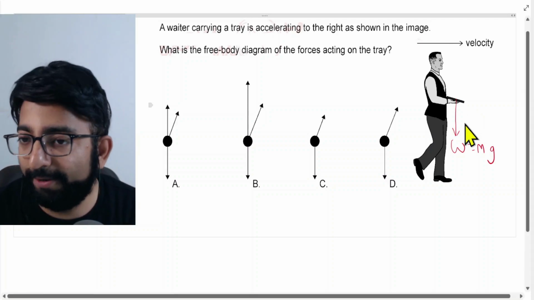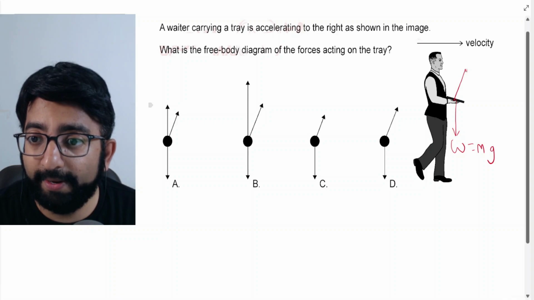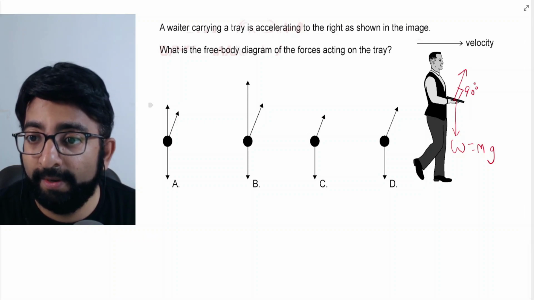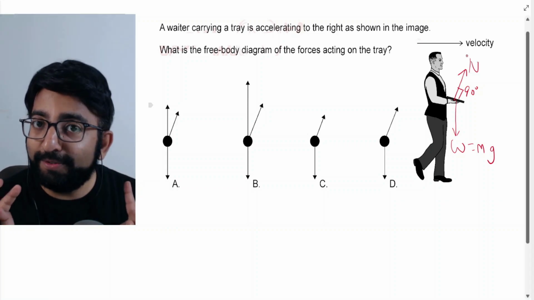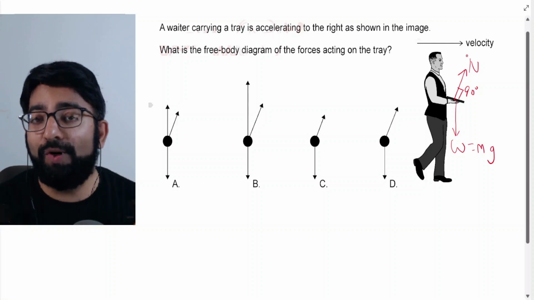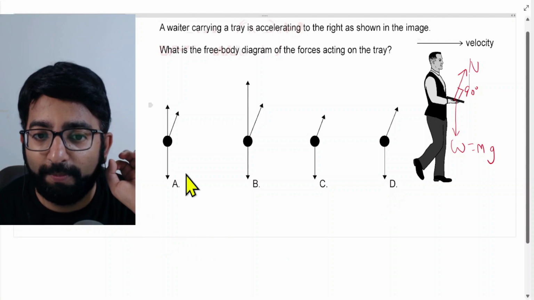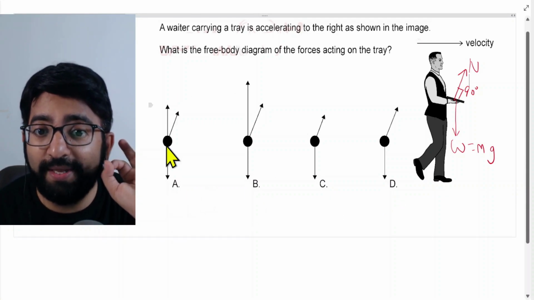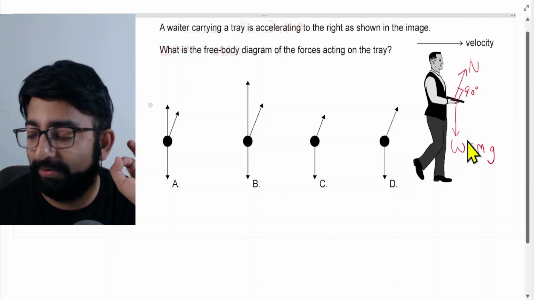So in the diagram, let me draw. We draw the direction of normal reaction perpendicular to the tray. Let me write that down. This is 90 degrees. And this is called the normal reaction or the contact force. Apart from these two forces, there is no other force acting on the tray. Now let's look at the options. In options A and B, they have shown three forces, which is not correct. As we saw, there are only two forces acting on the tray.